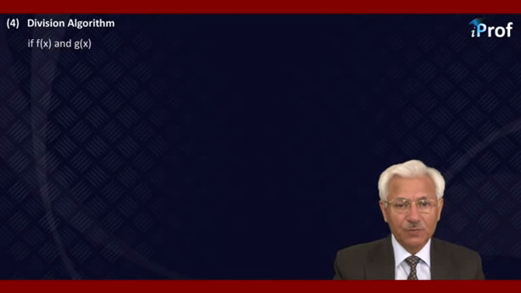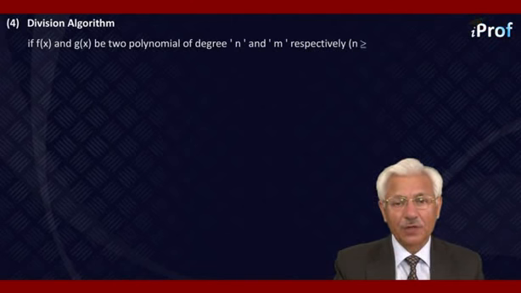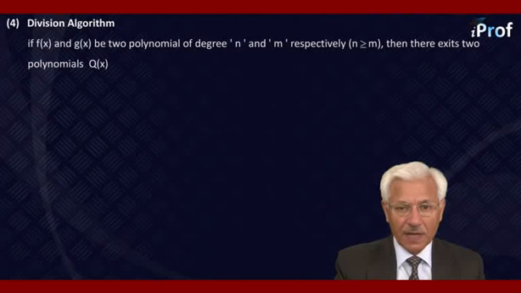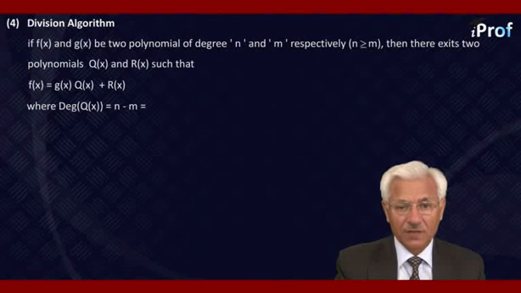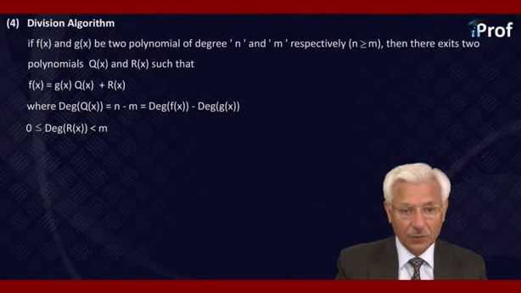Two polynomials. Such a rule is called the division algorithm. If f(x) and g(x) are two polynomials of degree n and m respectively, where n is greater than or equal to m, then there exist two polynomials q(x) and r(x) such that f(x) equals g(x) times q(x) plus r(x), where the degree of q(x) is equal to n minus m, that is, degree of f(x) minus degree of g(x). Also, the degree of r(x) is less than m or equal to 0.